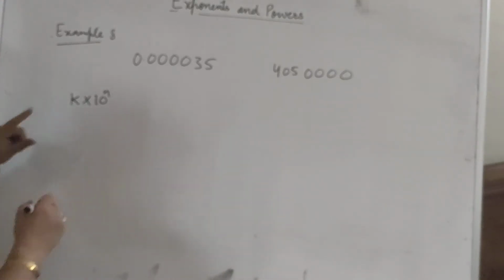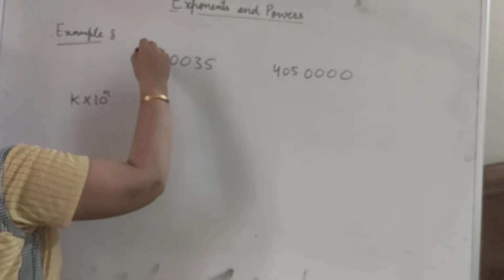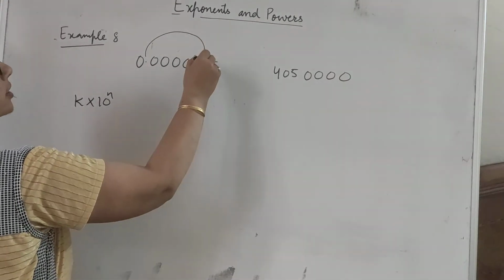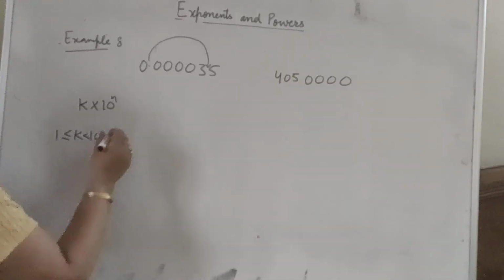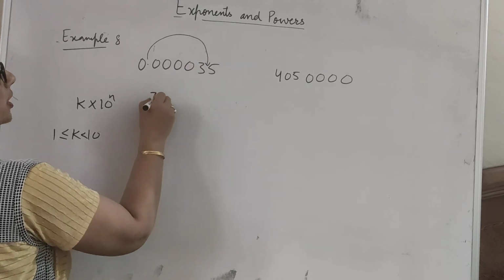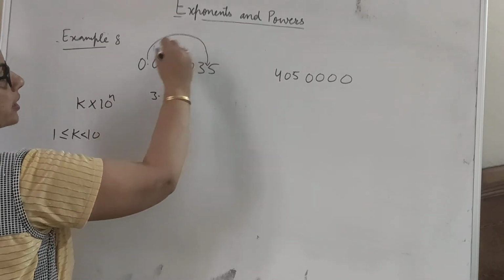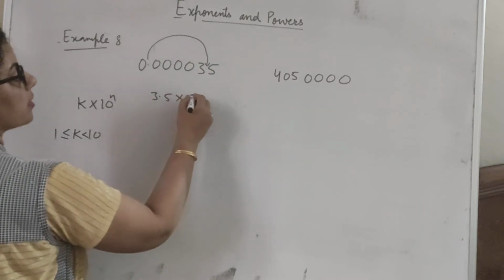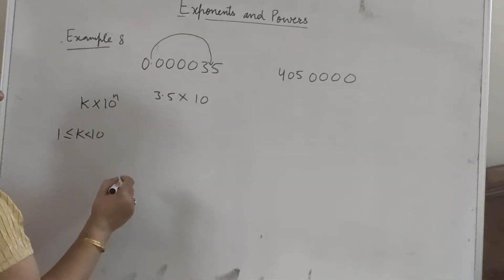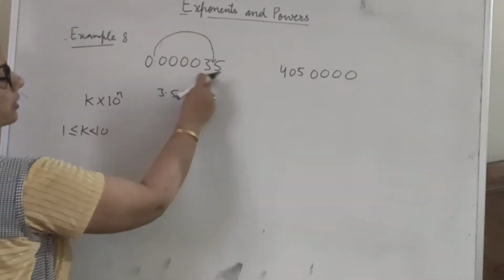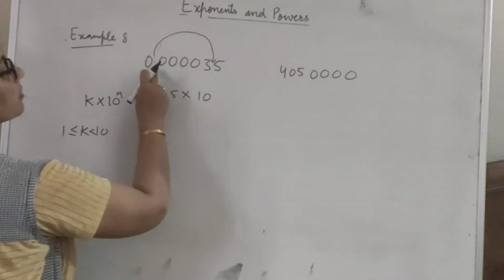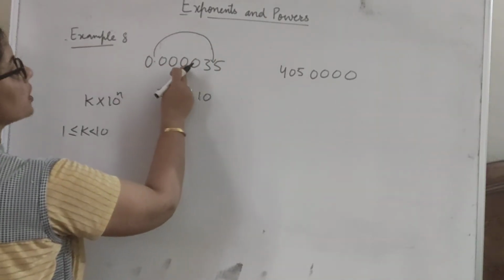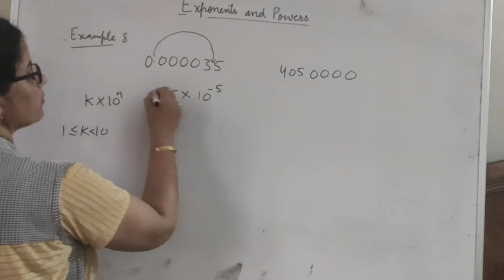So first we will try to make k here, and for making k, it was told to you that our k should be greater than or equal to 1 but less than 10. So we will bring the decimal here, meaning 3.5, and we are going in which direction? We are going in the right direction. If right direction, then negative power will be there. Or you can think, see, this number is less than 1. If our number is less than 1, then the power will be negative. See how many places we are shifting? 1, 2, 3, 4, 5. So minus 5 will be the power. Now this is the standard form of this one.